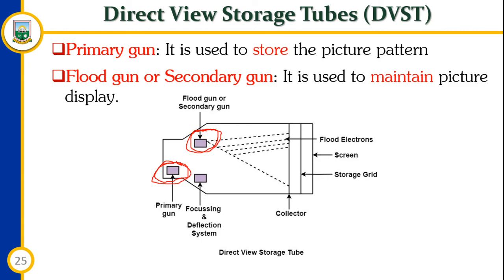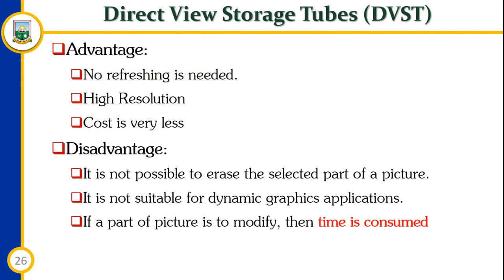Now, of course, we have the collector and also the screen itself and the storage grid, which is going to store the image so that we don't have to regenerate the image again. So that is how the DVST, or the direct view storage tube, looks like. And of course, it has its advantages and also disadvantages.